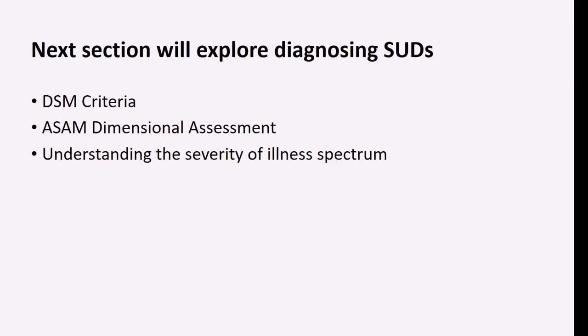Now we get them from screening into further evaluation, because just like any medical illness, after you screen positive, you've got to do the deep dive. You've got to evaluate this thing, and then where do you put them for treatment? So we're going to look at the DSM criteria, which helps give us the severity, the American Society of Addiction Medicine, ASAM criteria, and the dimensional assessment, which is going to tell us what level of care they need to be at, and then we're going to understand the spectrum of illness.